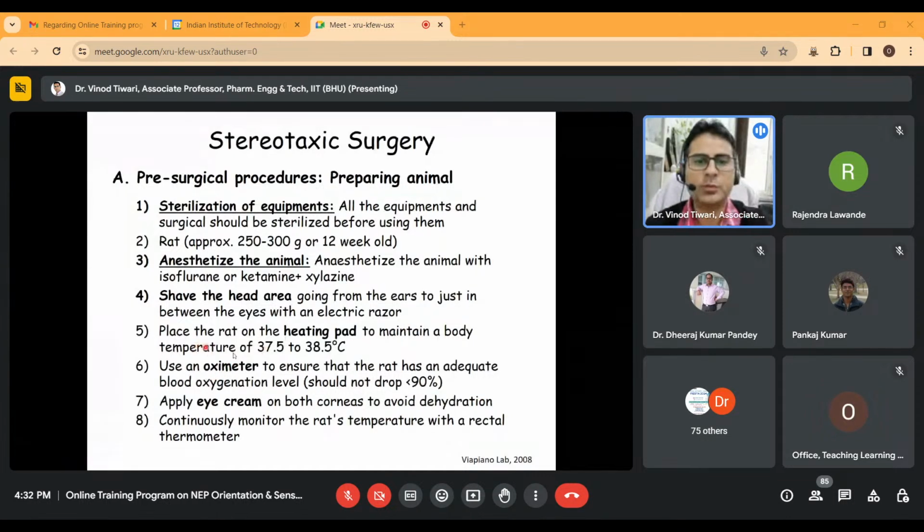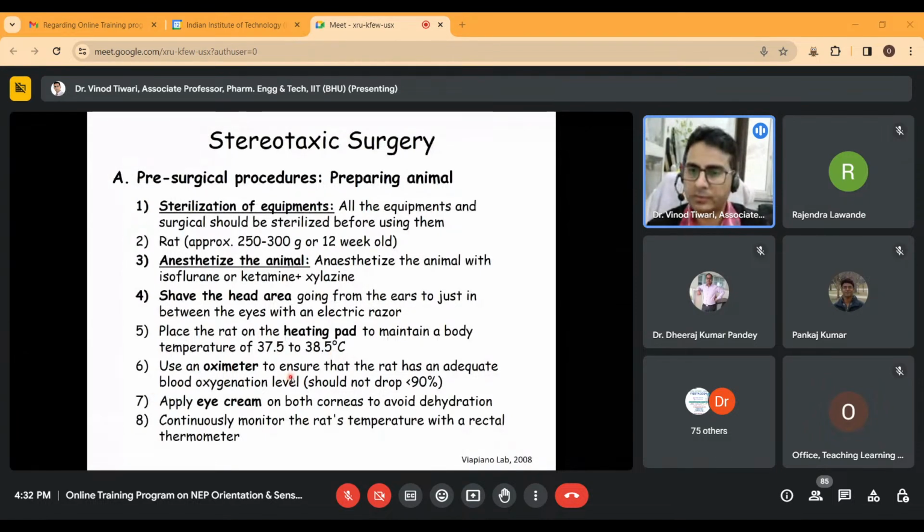And then after that, you are supposed to put the rats on the heating pad, a warm pad basically, right? Why? Because whenever an animal or any other living being is under anesthesia, their body temperature drops. And if it drops below a certain point, then the animal may feel cold and sometimes may die as well. So it is very, very important to maintain their body temperature. That can be done by putting the heating pad underneath their body, and you can maintain the body temperature at 37 to 38 degrees Celsius almost.